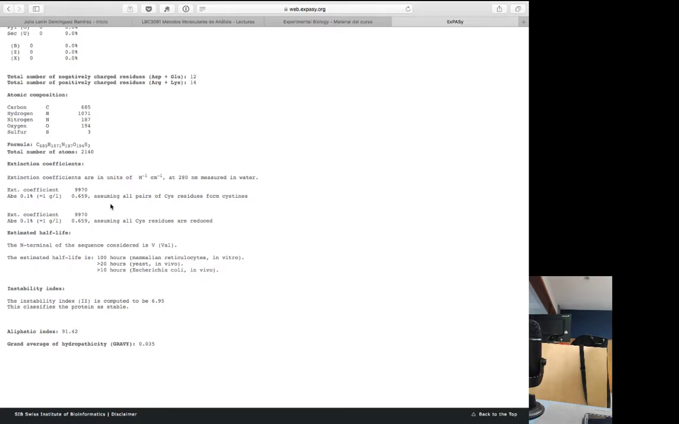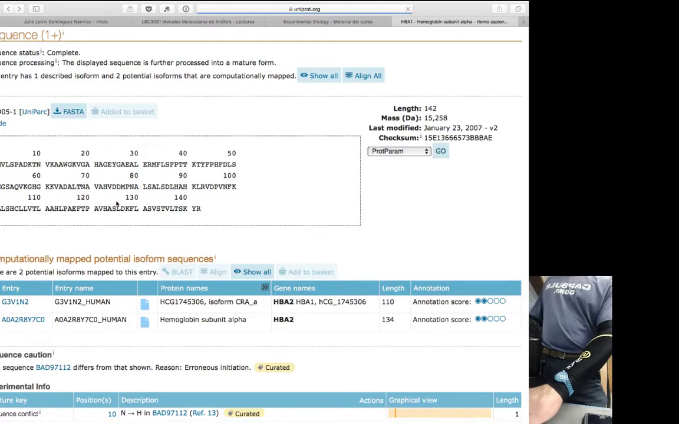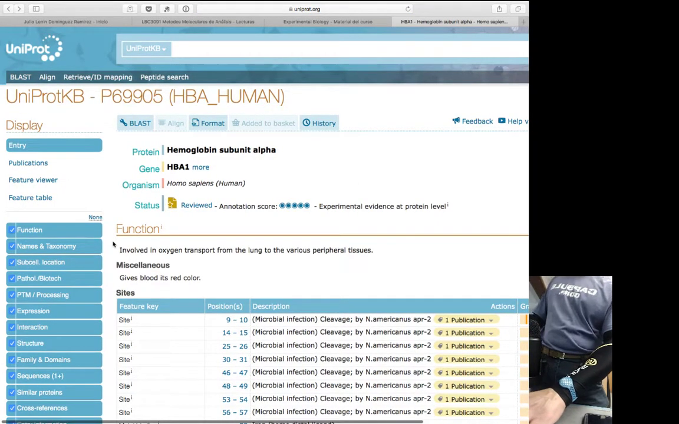Since we are not going to do experiments with UV light, this is not going to be as useful in the class, but it's something that can be important or interesting. And the last property, the last piece of information that I wanted to show you is interaction.